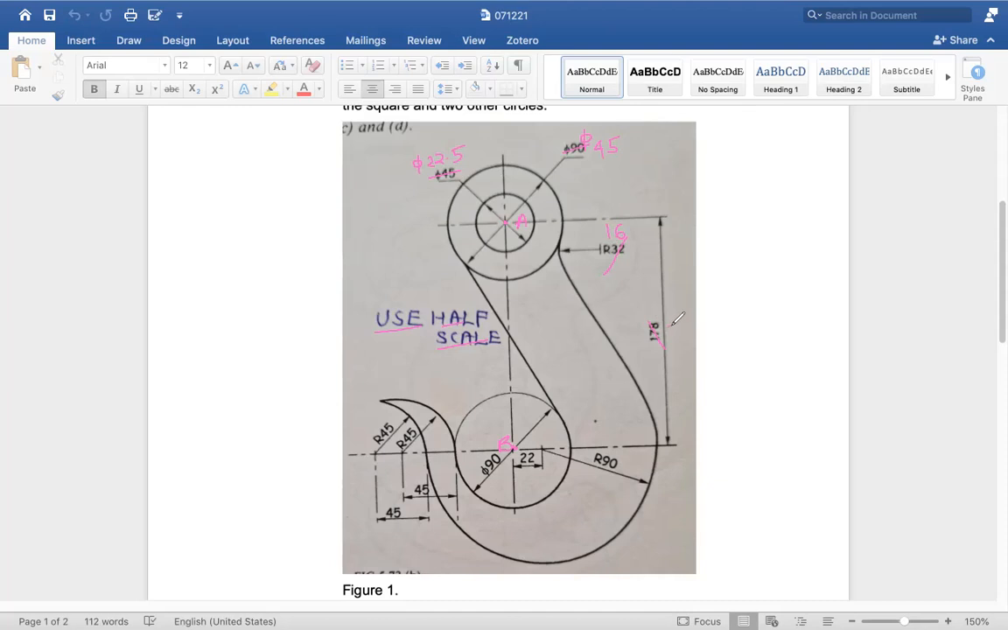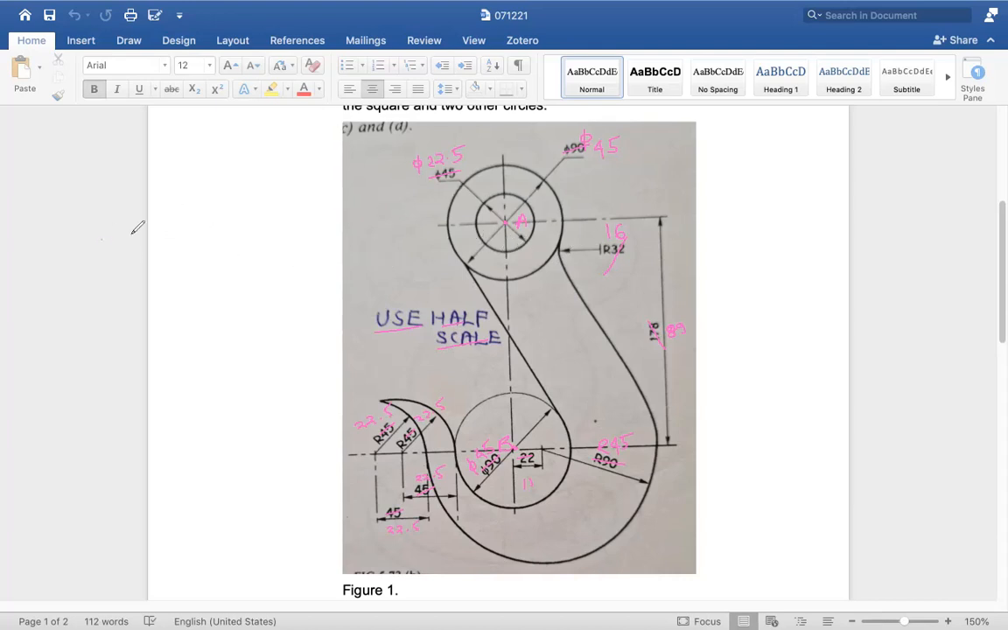This will be 79. Right? No, 89. I think, yeah, 89. This will be 11. This will be 45. This will be diameter 45. This is 22.5. This is 22.5. Same here also, 22.5. But when you'll be doing dimensioning, you have to give the original dimension. Right now, we have to use half dimensions to do this.